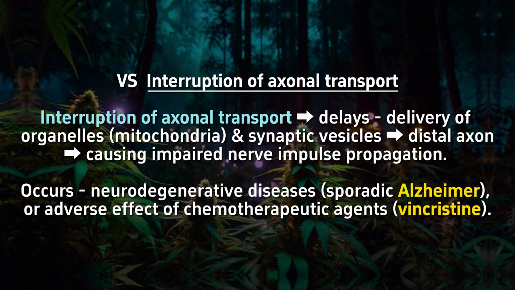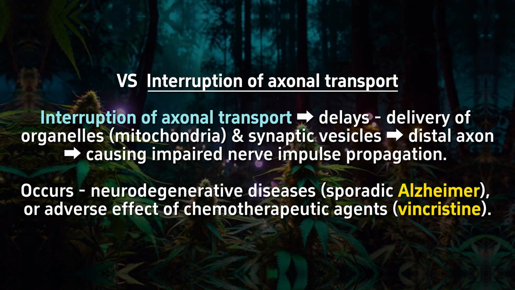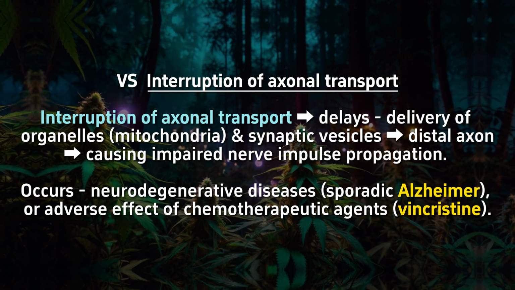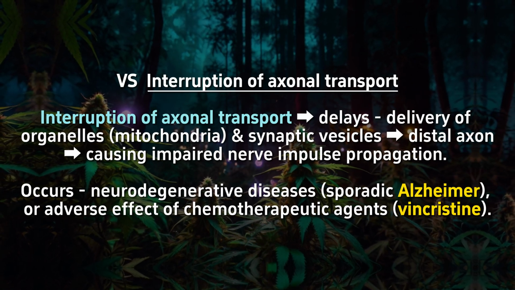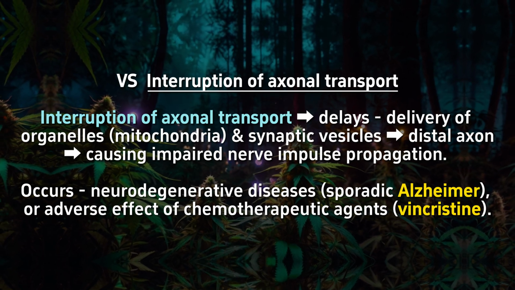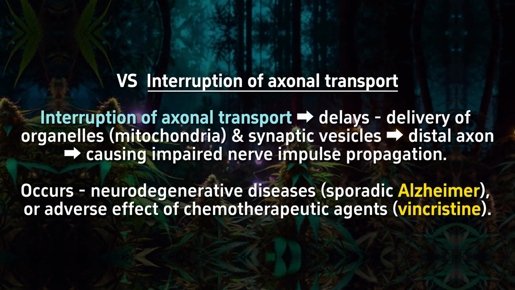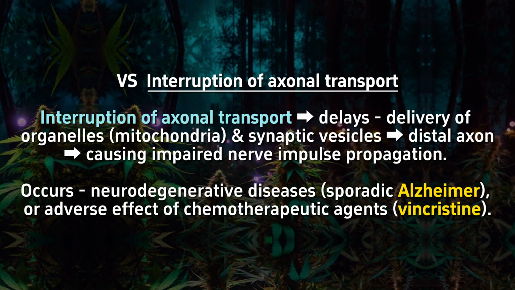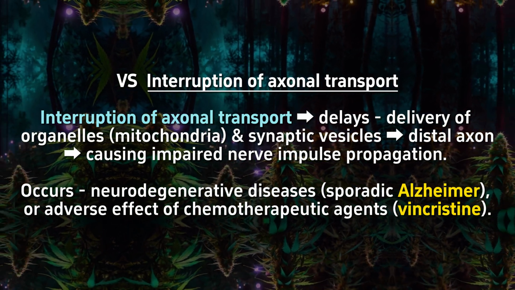Interruption of axonal transport delays the delivery of organelles, for example, mitochondria and synaptic vesicles, to the distal axon, causing impaired nerve impulse propagation. This occurs in some neurodegenerative diseases, for example, sporadic Alzheimer disease, or as an adverse effect of some chemotherapeutic agents, for example, vincristine.